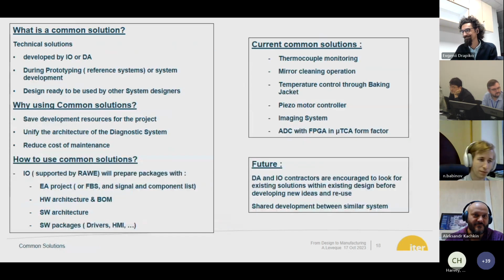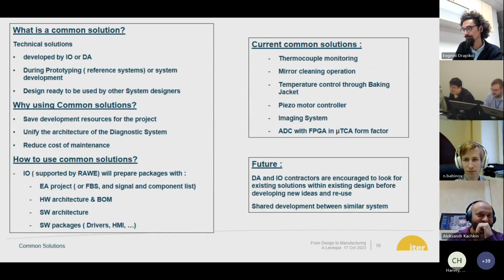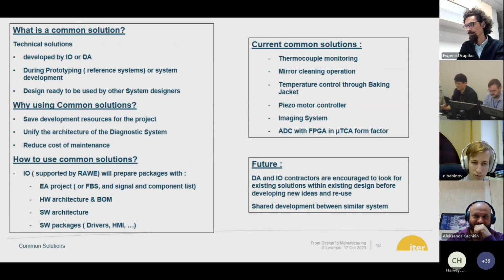Yeah. Thank you. So the last slide I wanted to explain also is the common solution. So it's one point for which they are going to support us. So what is a common solution? It's any technical solution that is developed by IO or by DA. It can be during prototyping or during what we call the reference system or during the system development. And the idea is that we have a design ready to be used by other system designers.